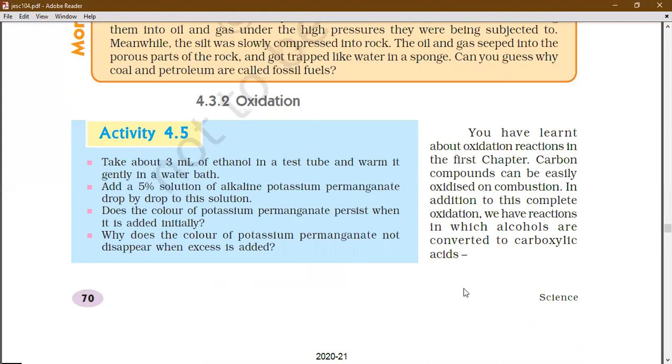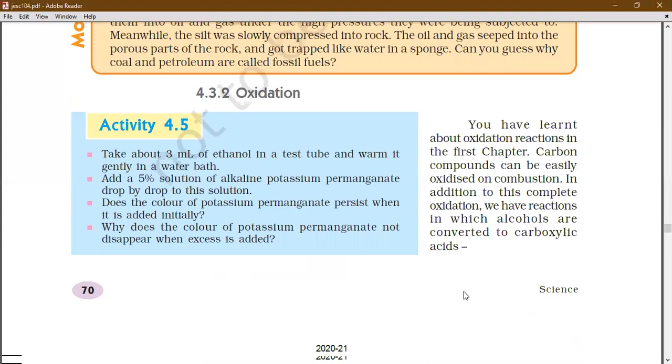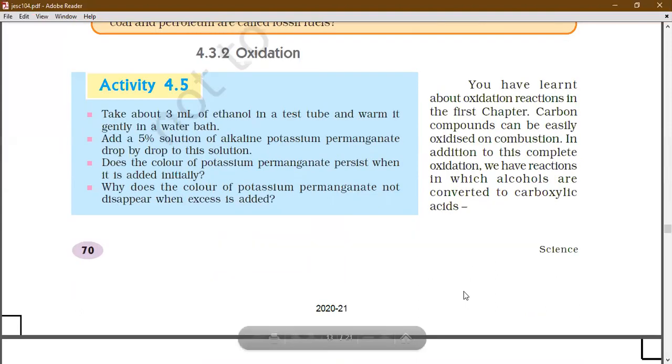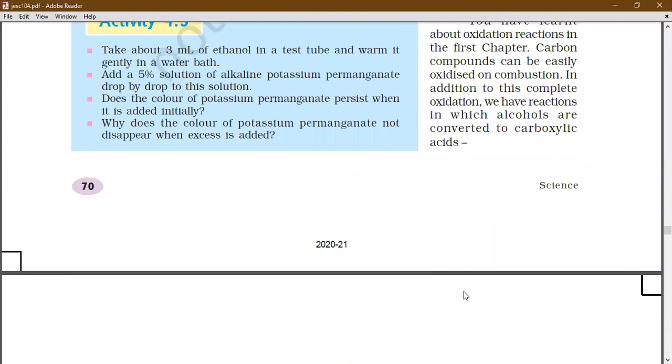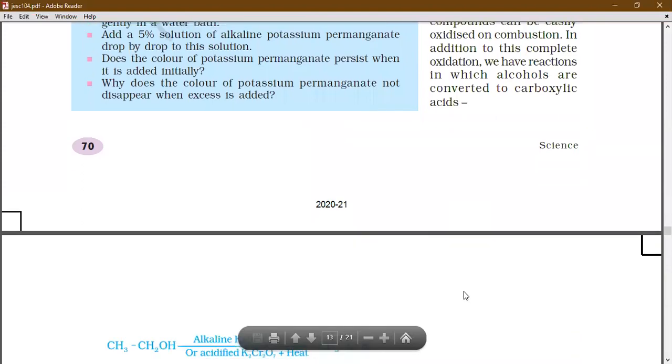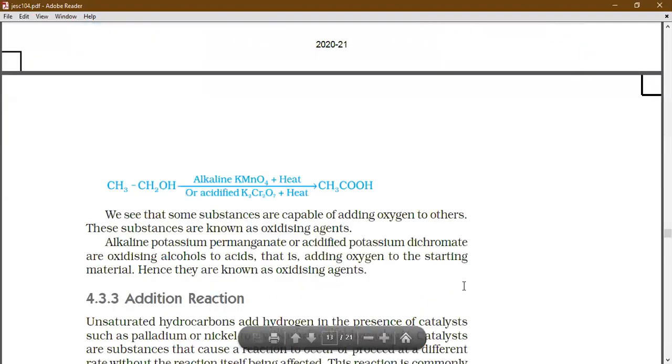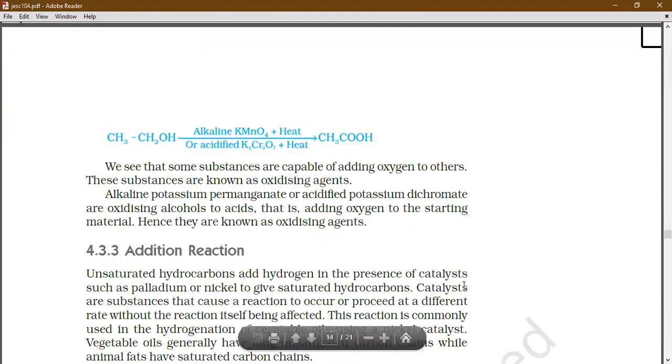You have learned about oxidation reactions in the first chapter. Carbon compounds can be easily oxidized on combustion. In addition to this complete oxidation, we have reactions in which alcohols are converted to carboxylic acids. CH3CH2OH in the presence of alkaline KMnO4 plus heat, or acidified K2Cr2O7 plus heat, gives us CH3COOH.